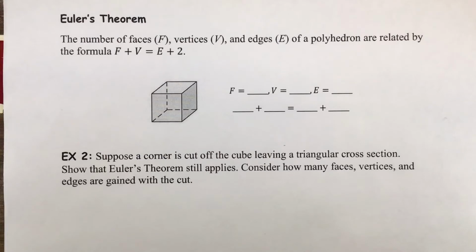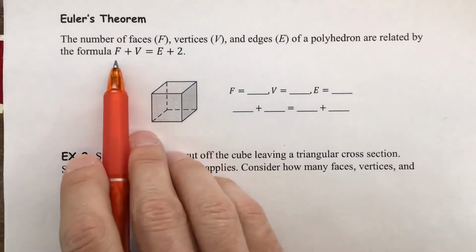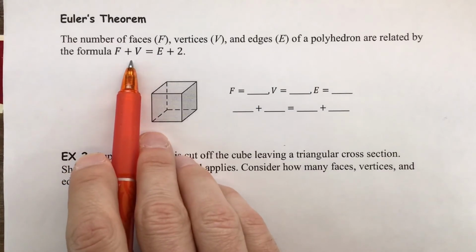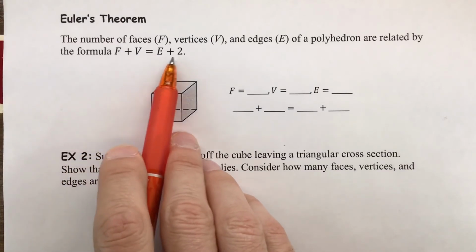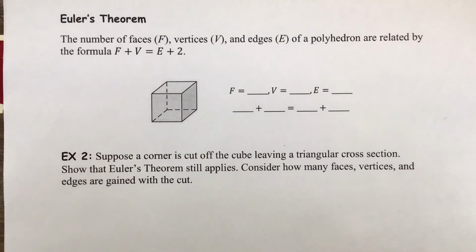In addition to that, there is a nice rule that relates the quantity of those together, which is called Euler's Theorem. The number of faces and vertices and edges of a polyhedron can be related using the formula F plus V is equal to E plus 2. The number of faces plus the number of vertices is going to be equal to the number of edges plus 2. So there's that little difference of a 2 here, which is going to be a constant difference.